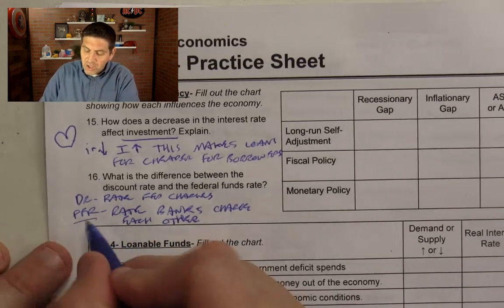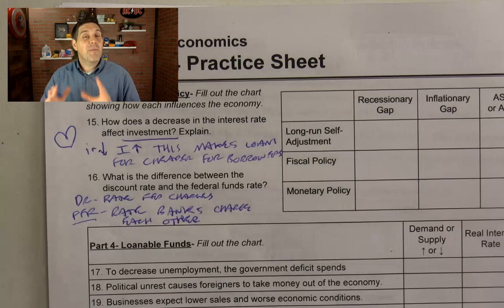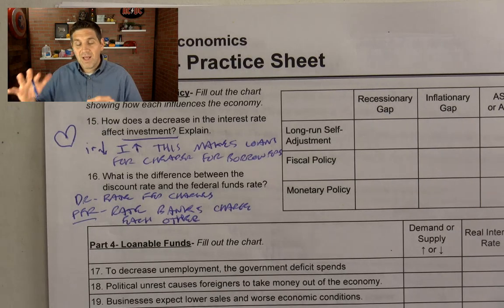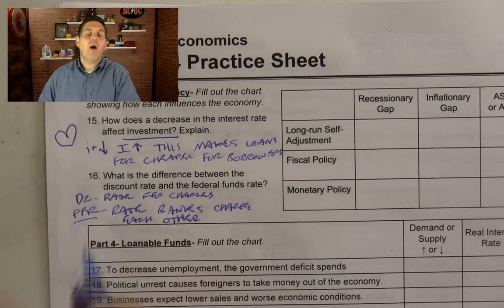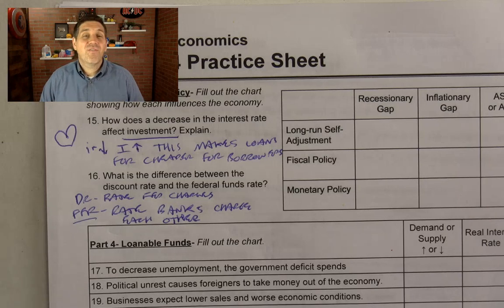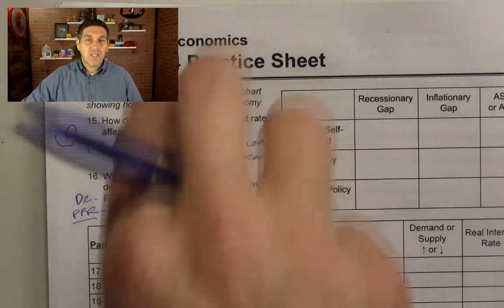Now, this is a target rate that the Fed looks at when they're trying to make monetary policy decisions, and they try to lower interest rates. That's what we're talking about. Now, in real life, there's a lot more going on here than what you're actually learning in your class.